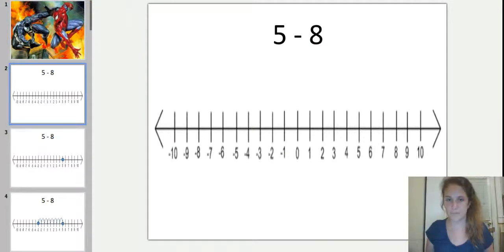5 minus 8. First question we need to ask ourselves, are there more good guys or bad guys? I have 5 good guys, and then I have minus 8. Minus 8 is the same thing as negative 8. So I have 5 good guys and 8 bad guys. Well, obviously bad guys are going to win because 8 is bigger than 5. So right now, I would just write in a negative sign.